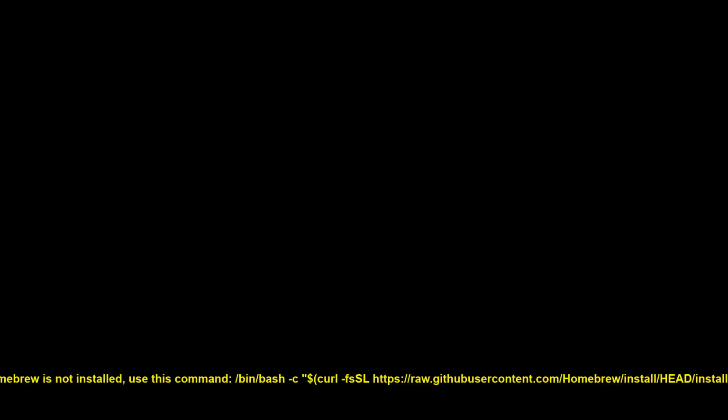To update WireGuard, you will first need to install Homebrew if it is not already installed. To check if Homebrew is installed, type brew version in the terminal and press Enter. If Homebrew is not installed, use this command: /bin/bash -c "$(curl -fsSL https://raw.github. Press Enter and follow the on-screen instructions to complete the installation.